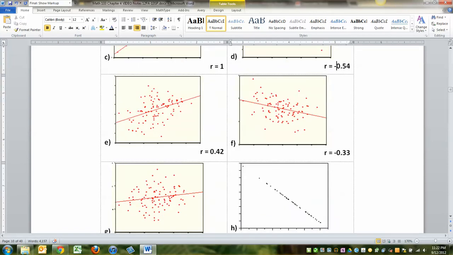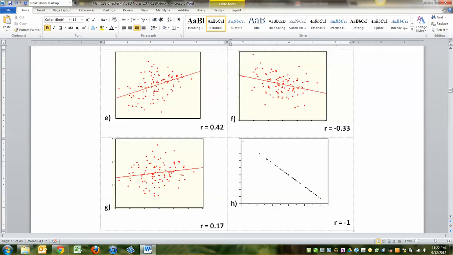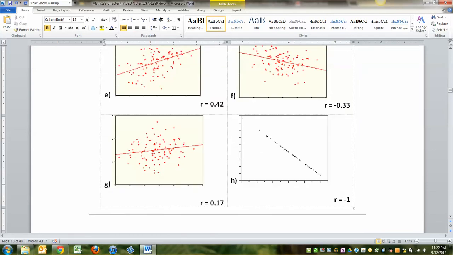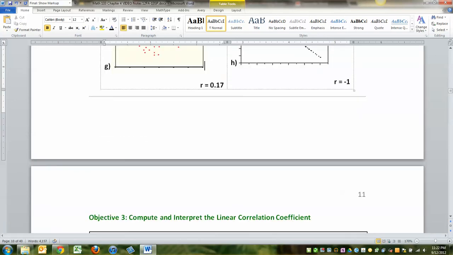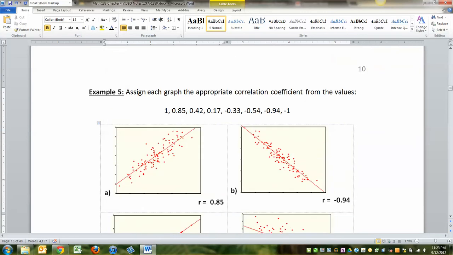I think it's a little bit clearer on the positive side because the weakest ones are these two, and this one for G is just awful. I mean, these points are making like a circle. It's such a terrible thing. It has to be 0.17. I mean, yeah, it drew a line in it, but if you didn't have that line, it would just look like a big circle of dots, right? And here, this one's not that great either, but they are kind of clustering a little bit around that line, so that's 0.42.